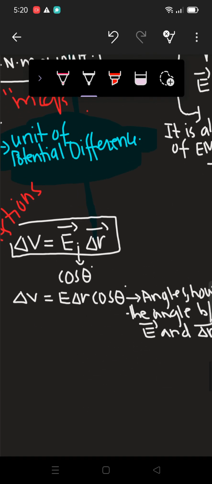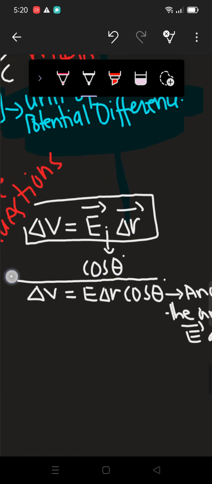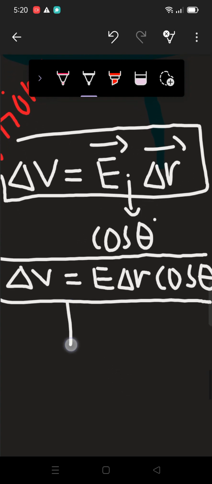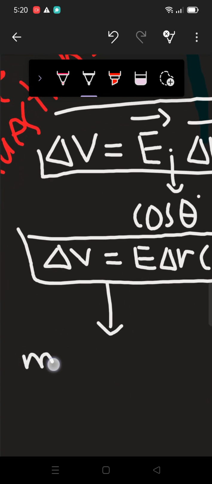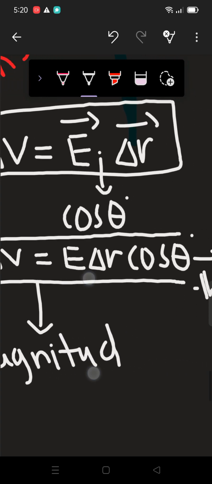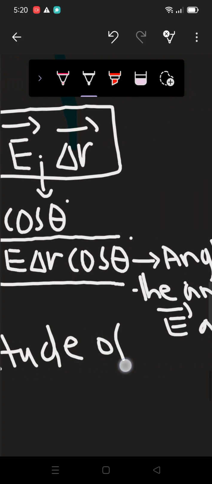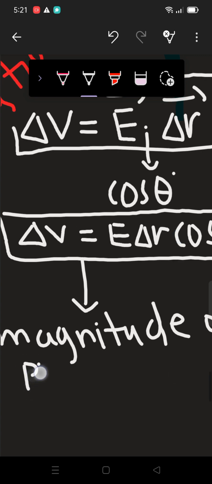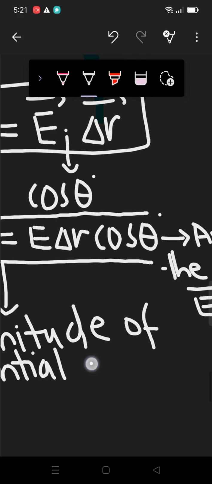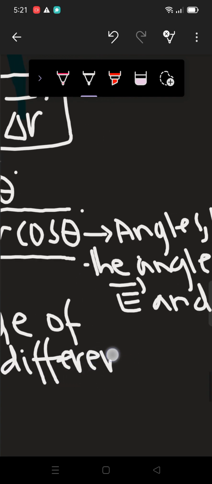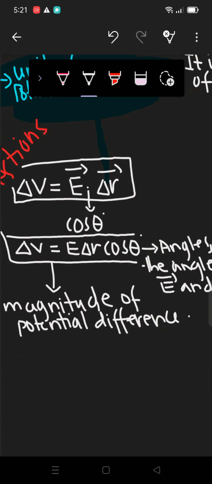Now this is what we call the magnitude of potential difference.